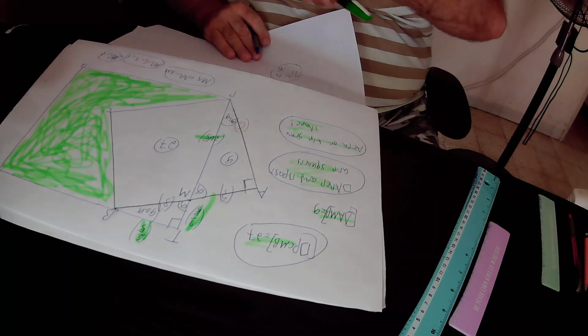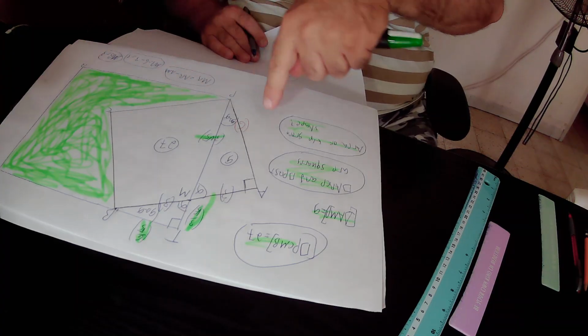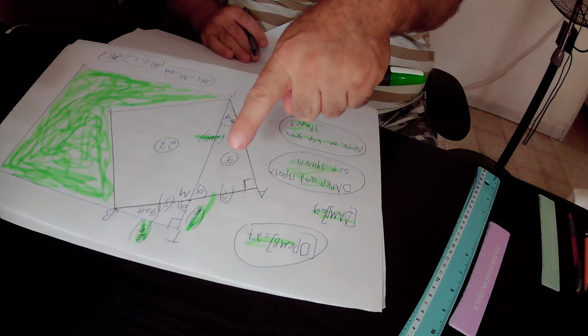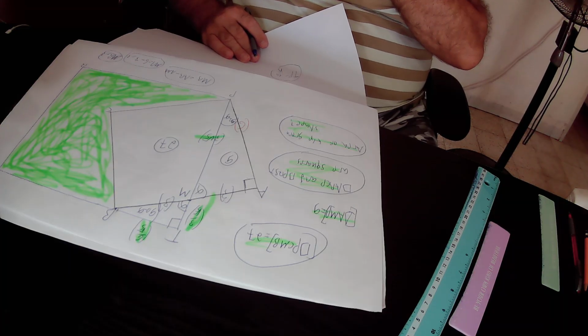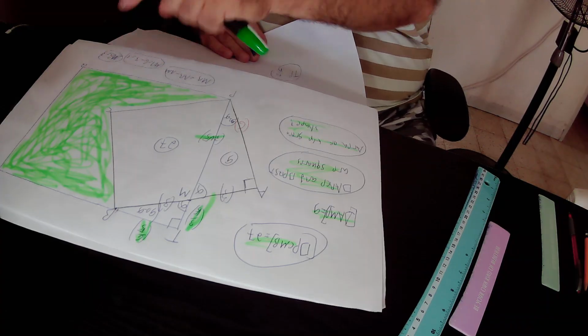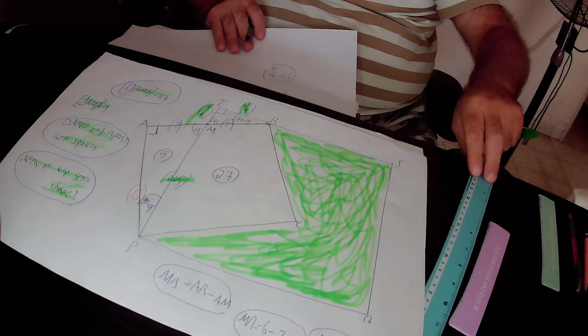So one side of the big square TSQP is equal to 18 over square root of 5. And our task is to find out the area of this green shape. So what is the area of the green shape?